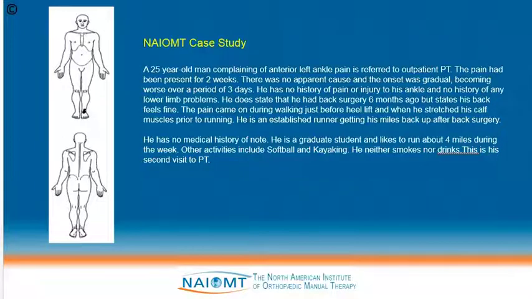So looking at his history just a little bit closer, there's a couple of things that are of interest. One of them is the location of the pain, which is very interesting, because most people who complain of left anterior ankle pain actually have an ankle problem, or at least a history of an ankle problem somewhere of significance. This individual is complaining of absolutely no history at all of an ankle problem. In fact, he's saying that this was an insidious onset. He's an established runner, and he is slowly building his miles back up after back surgery.